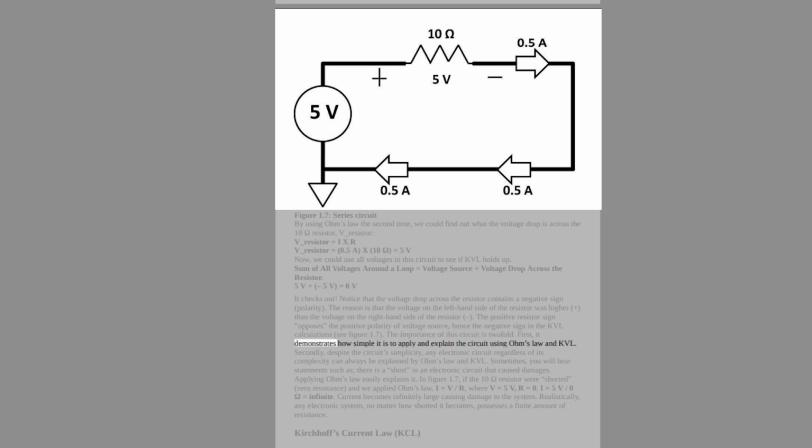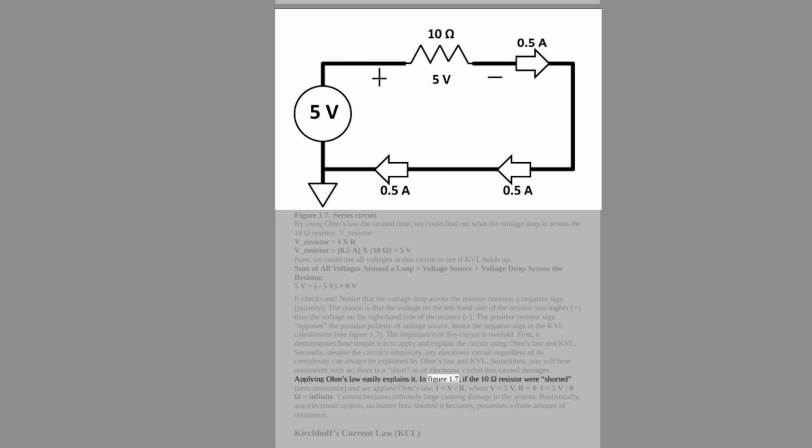The importance of this circuit is twofold. First, it demonstrates how simple it is to apply and explain the circuit using Ohm's law and KVL. Secondly, despite the circuit's simplicity, any electronic circuit, regardless of its complexity, can always be explained by Ohm's law and KVL. Sometimes, you will hear statements such as, there is a short in an electronic circuit that caused damages. Applying Ohm's law easily explains it.